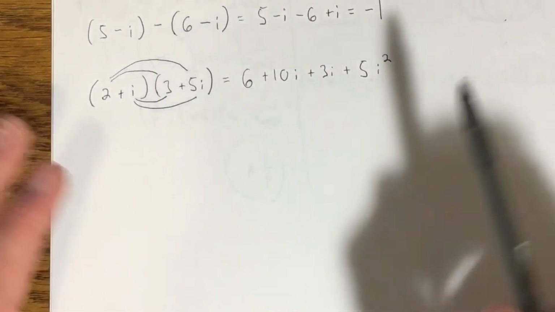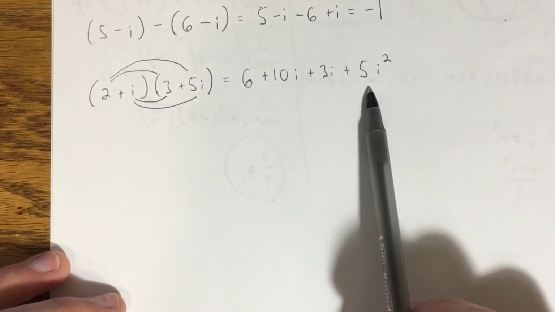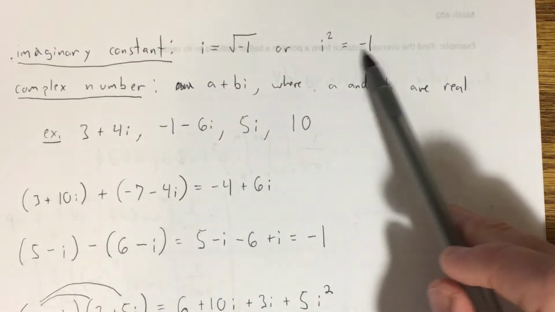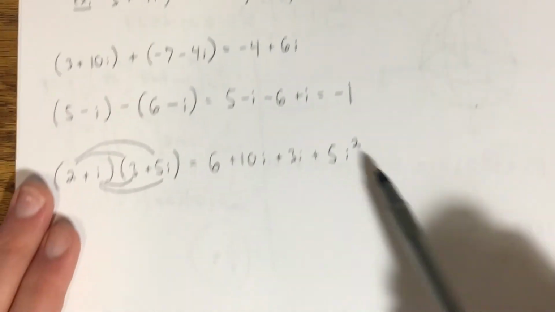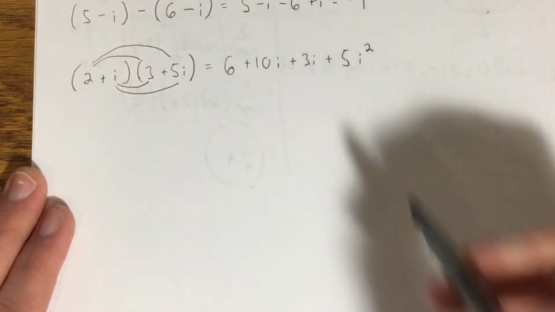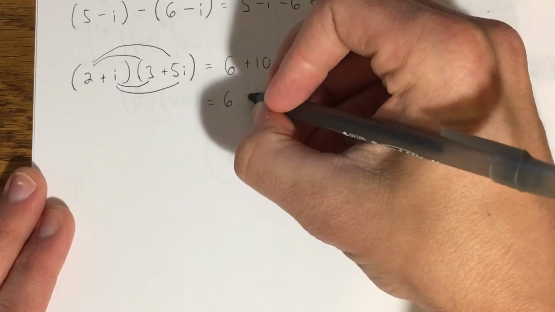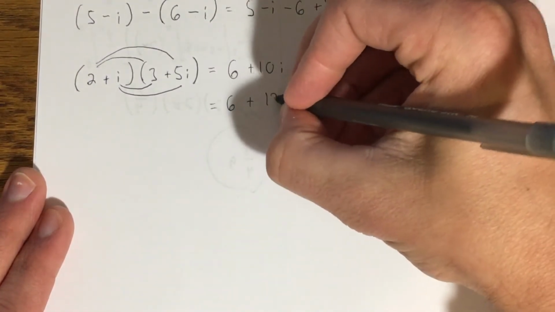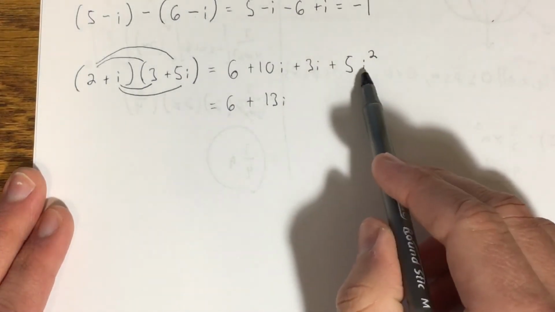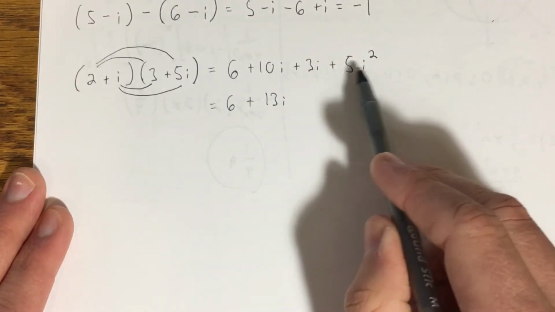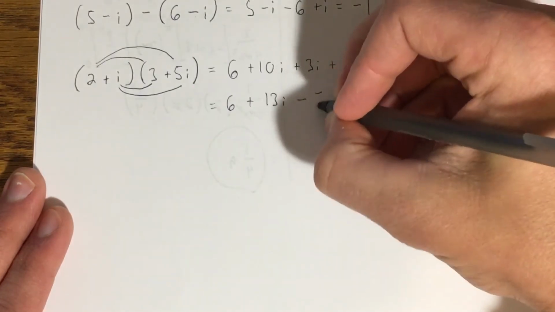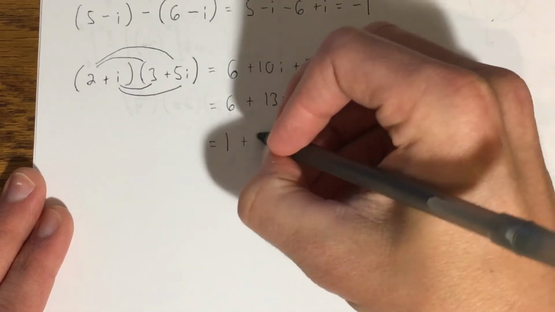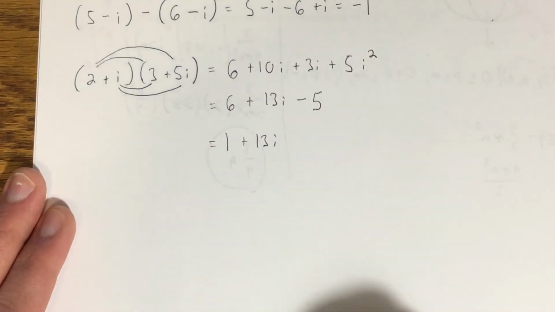Where things change, though, is this i squared right here, because we know by definition i squared is equal to -1. So anywhere where an i squared appears, I can change that into a -1. So this will become 6 plus, I can also combine these terms, 10i plus 3i would be 13i. This i squared becomes -1, which then multiplies to that 5, making it a -5. And what I end up with is 1 plus 13i after combining those like terms.